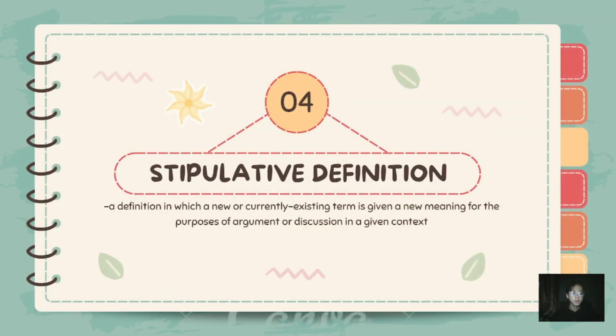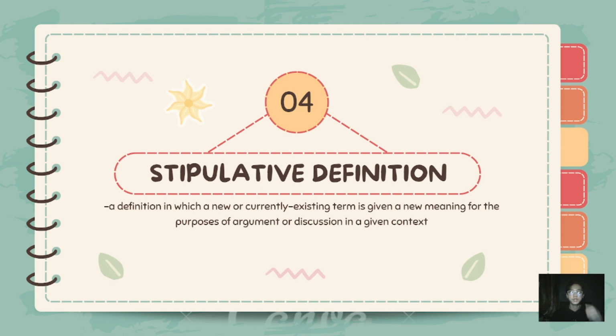For the fourth type of definition, stipulative definition. Stipulative definition departs from conventional use. It proposes to use a term in a very unique way in a language game. It declares a meaning when the first time a word or a phrase appears. When a person decides, this is how I'm going to use this word.